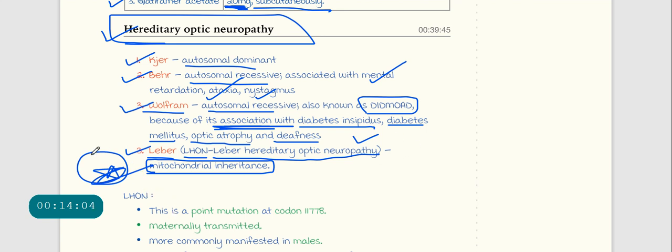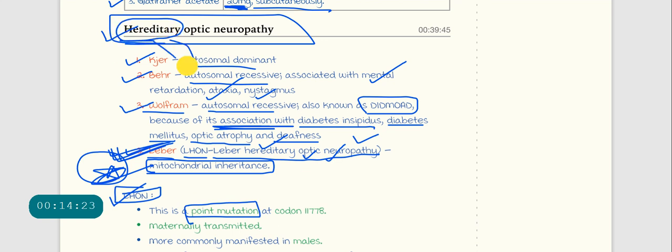LHON, also called Leber hereditary optic neuropathy. What is this? This is a type of point mutation. We are studying the hereditary one, so everything here is a mutation. So this is a point mutation.